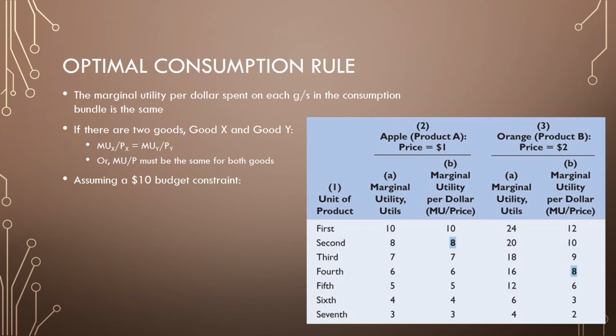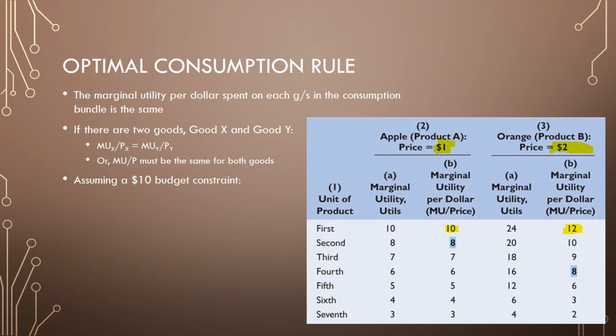Now this chart is assuming a $10 budget constraint. We have two goods: apples and oranges. An apple costs $1. Just highlighting that for you in case you're not seeing it. An orange costs $2. Now we look and we see the first apple that this person buys, the marginal utility per dollar, because that's what we're looking at, is 10. That costs $1, marginal utility of 10. Then we look over here, the first orange that person buys, marginal utility per dollar is 12.